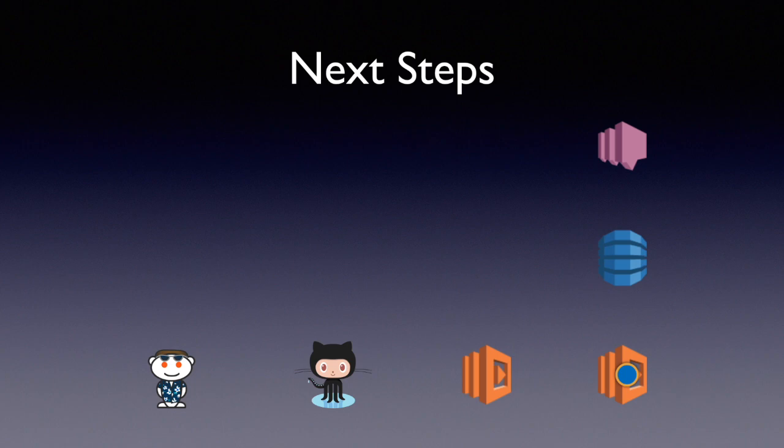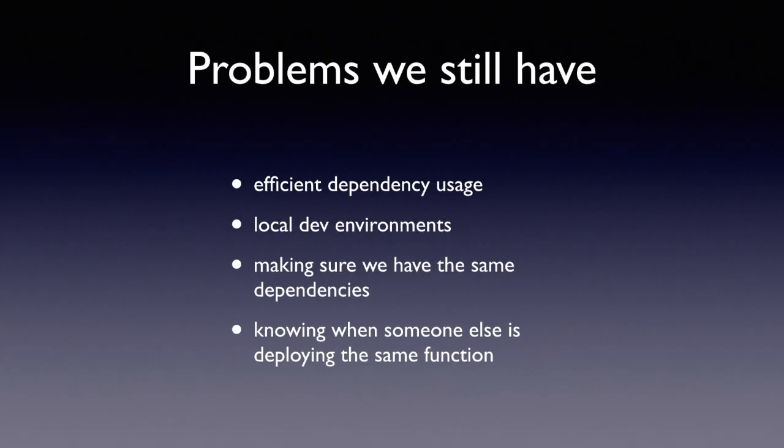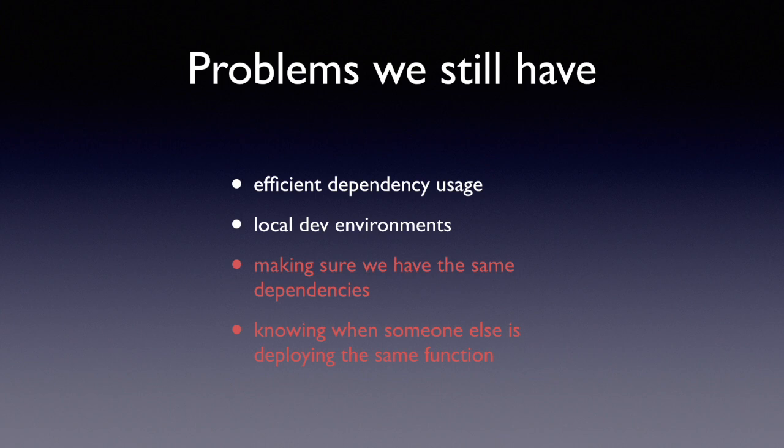Once it's deployed to Lambda, the tests will be run, the data will come back to our integration Lambda function, and then that will store an entry in a DynamoDB database that says this deployment happened at this time by this user with this output. And then they'll also send a message to SQS, which will go back to the user to say, here's the results of your deployment. So the nice thing is that will eliminate at least two of the problems that we have, making sure we all have the same dependencies and when someone else is clobbering you, we still won't have solved the efficient dependency usage or the local dev.